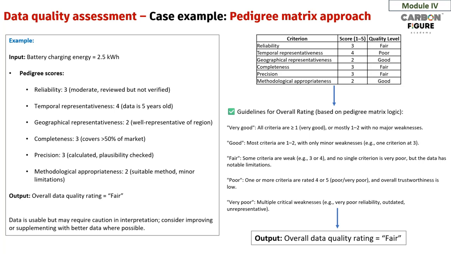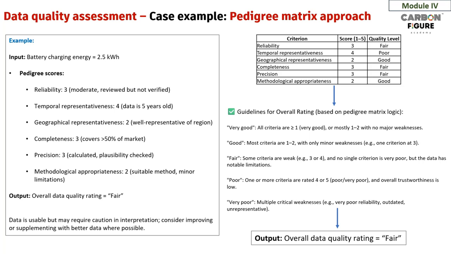For this number, the particular LCA practitioner provides reliability as 3. Based on the meaning of reliability, he assigns 3. Maybe the number 2.5 might not be directly verified and measured, might be from some unaudited data, right? So the practitioner gave 3 as a score: moderate, reviewed but not verified. For temporal representativeness, the score was given as 4 because the data is 5 years old, right? For geographical representativeness, only 2 has been provided, so well representative for the given region.